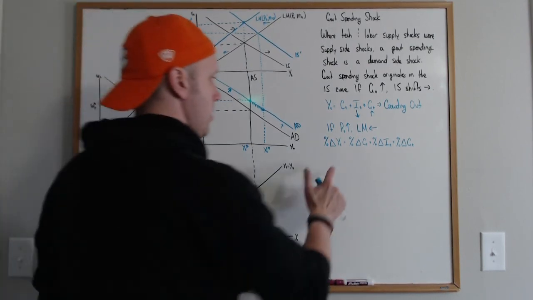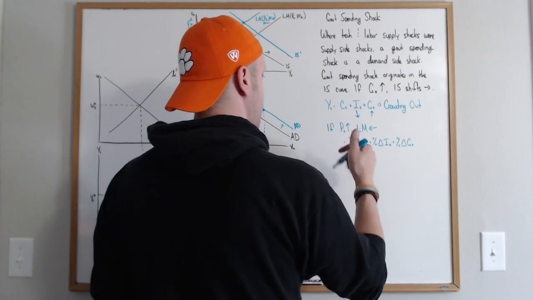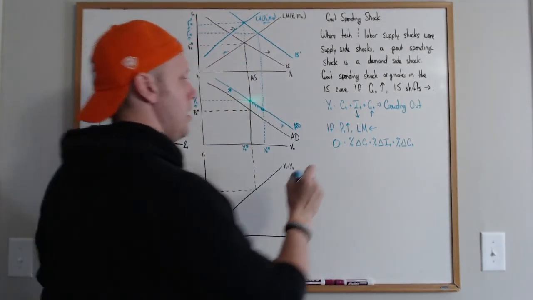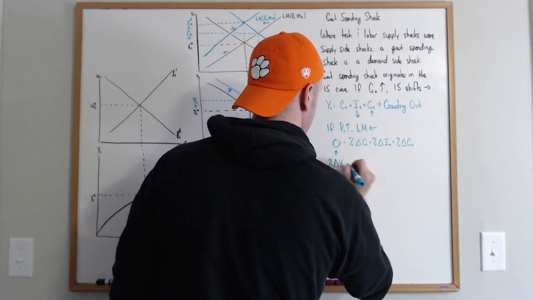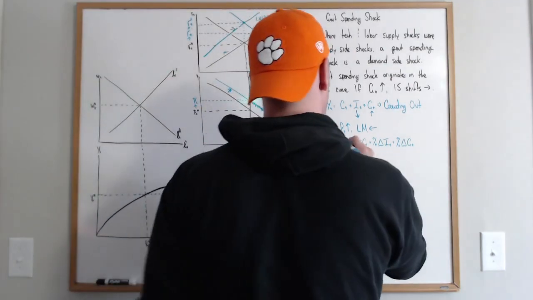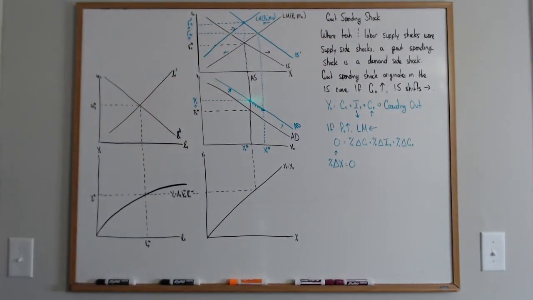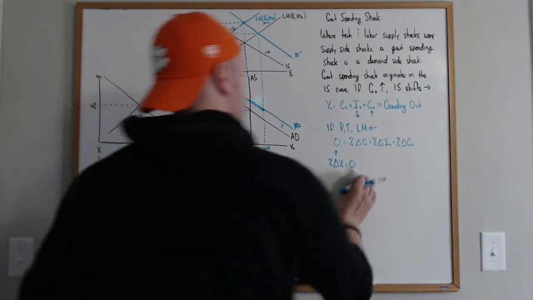Well, if we're assuming, as this model does, output can't respond to demand side nominal shocks, that tells me the percent change in output is equal to 0. So I just plug in a 0 here. Okay, well, this isn't looking good. Let's solve this for a government spending shock.